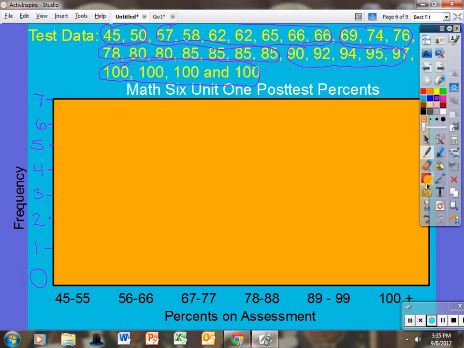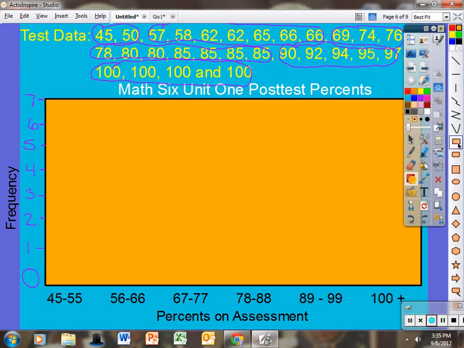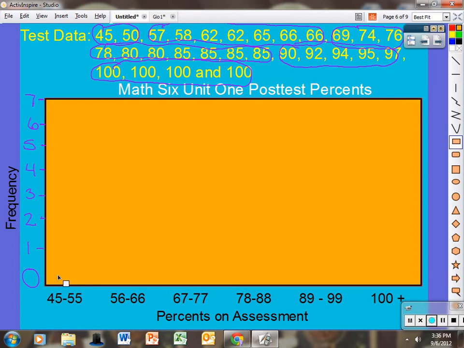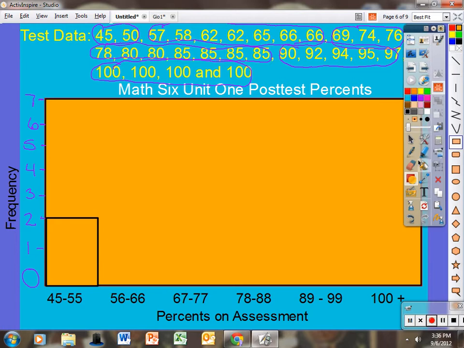Now, let's go back, and now is when I start to make my bins or my categories. So, taking a look, how many numbers fall in between the range of 45 and 55? 2. So I'm going to go here, and there is my bin for 2. Now let's color that in so we can see it a little better.